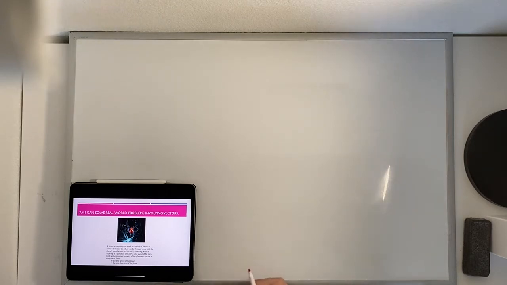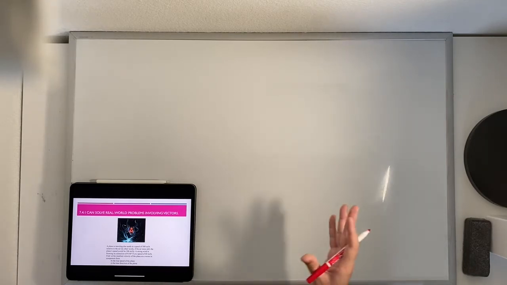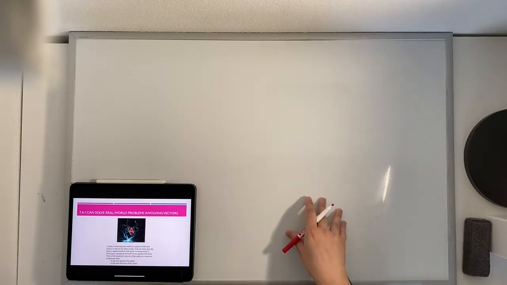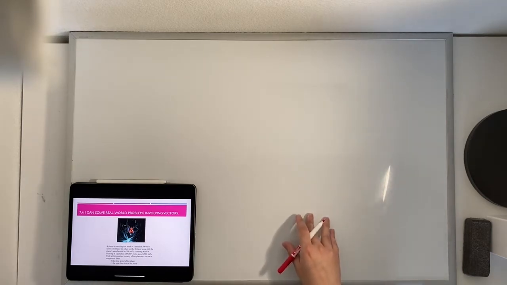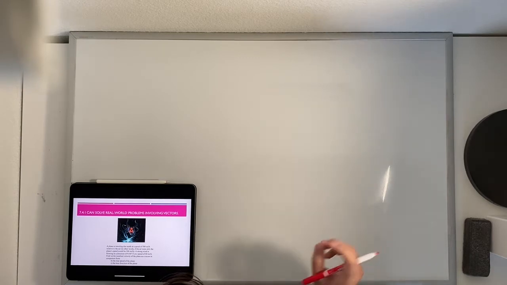A plane is traveling due north at a speed of 500 miles per hour relative to the air. So what does relative to the air mean? That just means that if the air were still, okay, the plane's speed is 500 miles per hour. A strong wind is blowing in a direction of north 80 degrees east at a speed of 60 miles per hour.